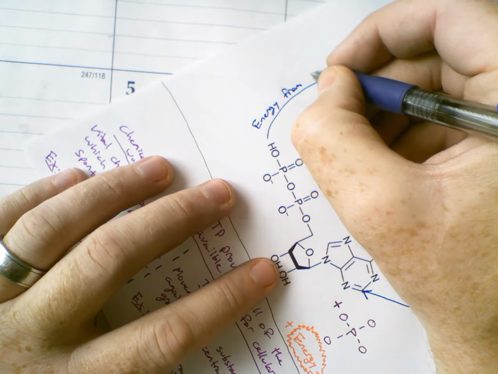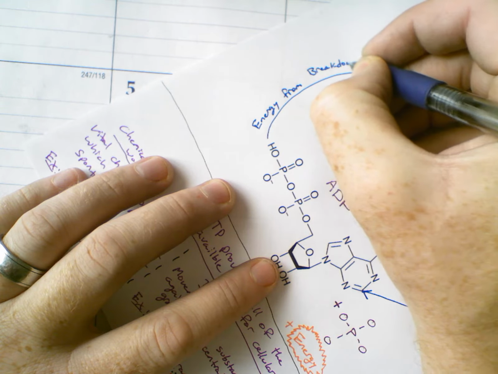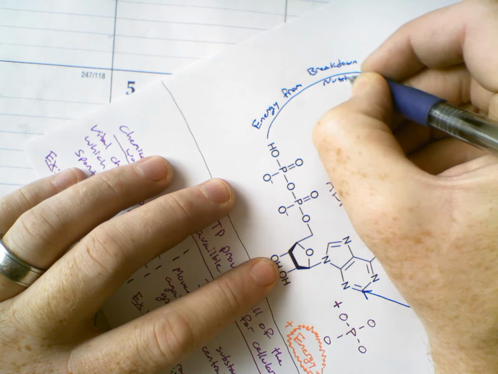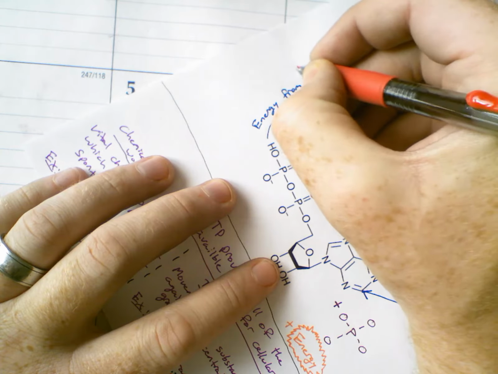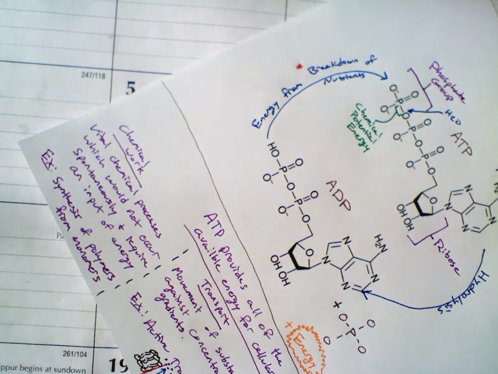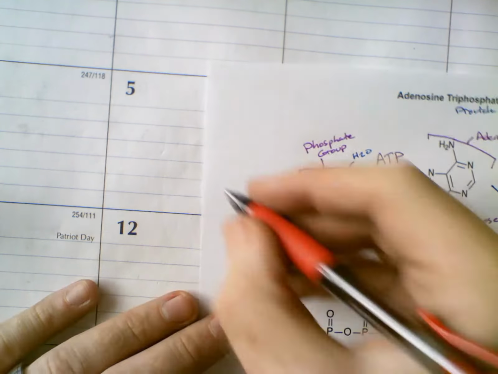The breakdown of nutrients, and I'm going to put a little asterisk here next to breakdown of nutrients, because there's one nutrient in particular that we use more than all others. What is it? What's the number one energy nutrient that we use? Sugar in the form of glucose. Yeah, this is normally glucose.